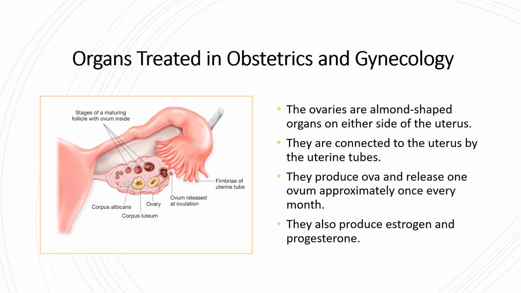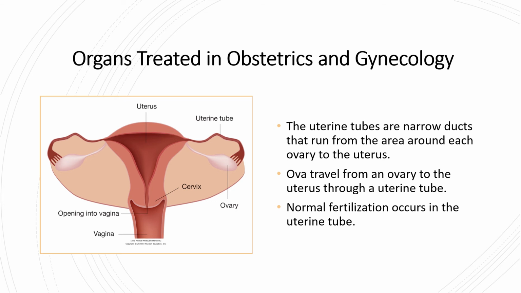So let's look at some of the organs that are treated in obstetrics and gynecology. Ovaries are almond-shaped organs on either side of the uterus, and they're connected to the uterus by the uterine tubes that you can see in the figure here. They produce ova, or eggs, and release one ovum approximately once every month. They also produce estrogen and progesterone.